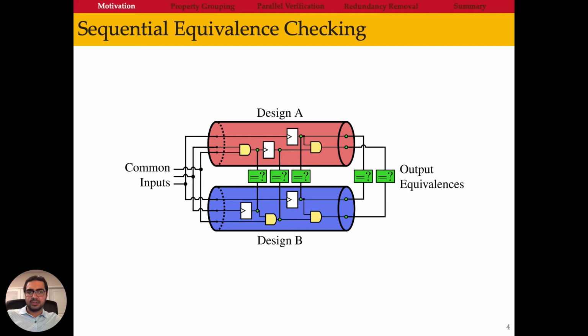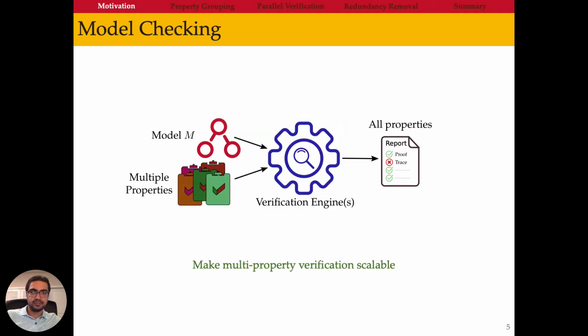A typical example is the highly prevalent verification task of equivalence checking. In equivalence checking, two designs, design A and design B, are proven equivalent by tying their inputs together and checking the equivalence between their outputs. Moreover, proving equivalences between intermediate design points is often critical for the overall scalability of sequential equivalence checking. Every such equivalence between the design nodes is a property, and proving the overall equivalence between the two designs often entails checking thousands or even millions of properties.